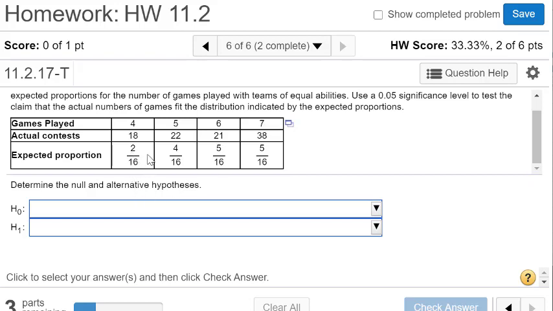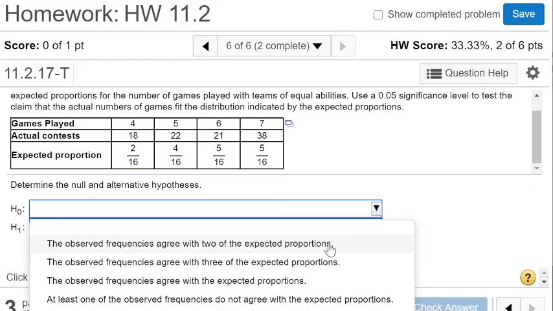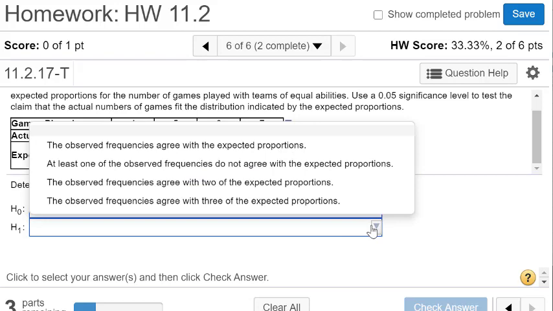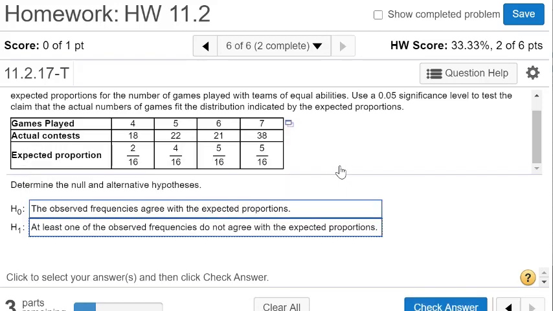Now these are the expected proportions. It's all out of 16, and they're all proportions, so they're all numbers between 0 and 1, and they're written as fractions here. So the alternative and null hypothesis. The null hypothesis should be that the observed frequencies agree with all of the expected proportions. So let's choose this one. Observed frequencies agree with the expected proportions, and for that to be wrong, the complete opposite of that would be at least one of the observed frequencies does not agree with the expected proportions.